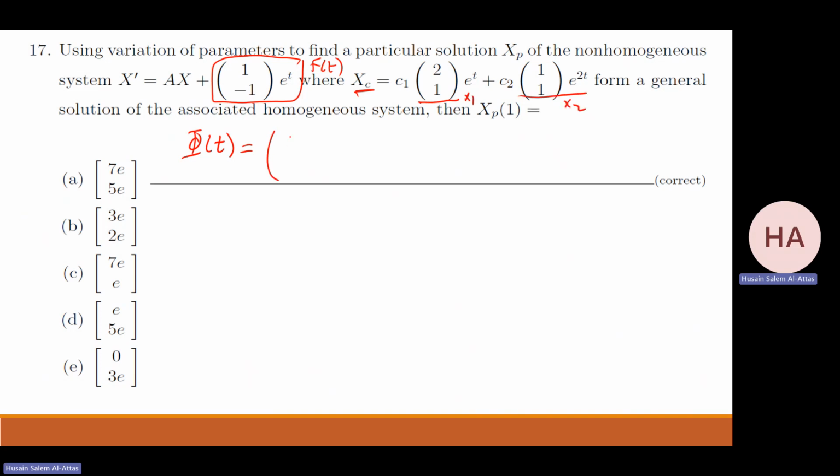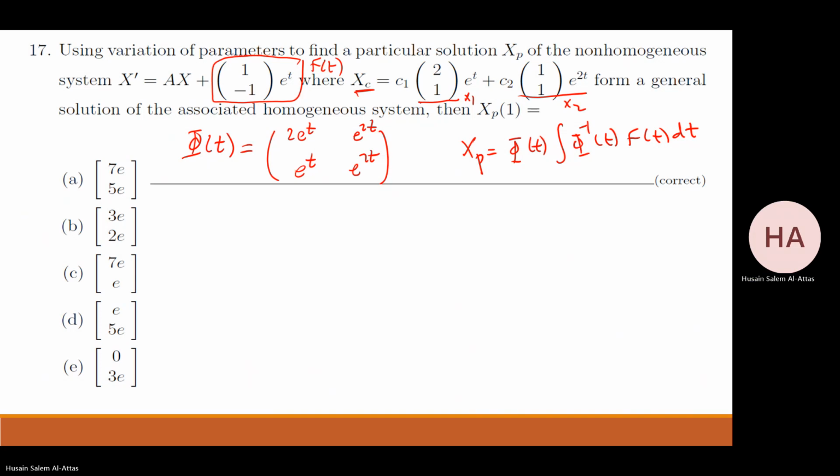So I have phi of t, which is 2et, e2t, e2t. So I can find xp to be what? Phi of t times the integral of phi inverse of t, f of t dt. Okay, let me do the calculation. That will give me what? I need to find phi inverse.